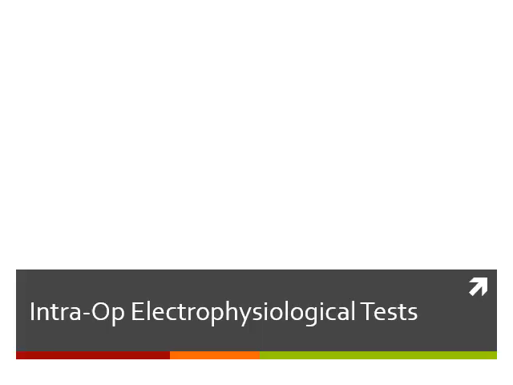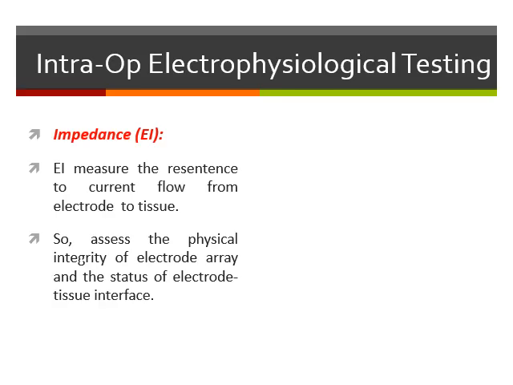Let's begin with intraoperative electrophysiological tests. Impedance. What is impedance? Impedance is a method to measure the resistance to the current flow from the electrode of the electrode array or of the device to the surrounding tissue. So, impedance may be used as a method to test the physical integrity of the electrode itself. In other words, to make sure that there is not too much force or squeezing on the electrode that may damage the wire. So if impedance is okay, now we are sure that the physical integrity of the wire and of the electrode is preserved.